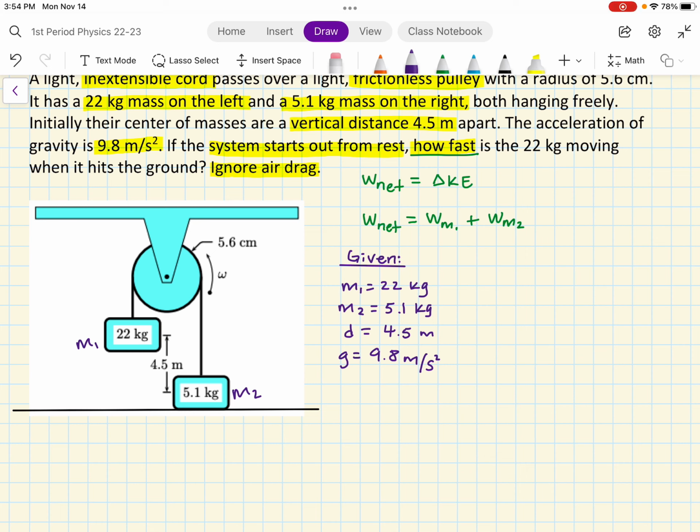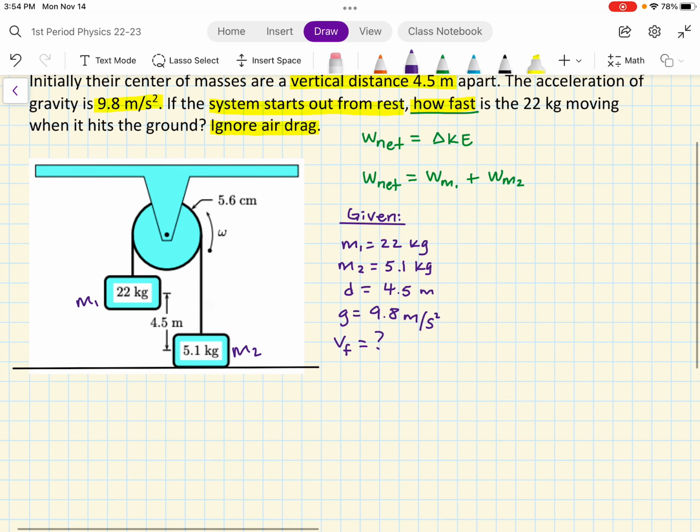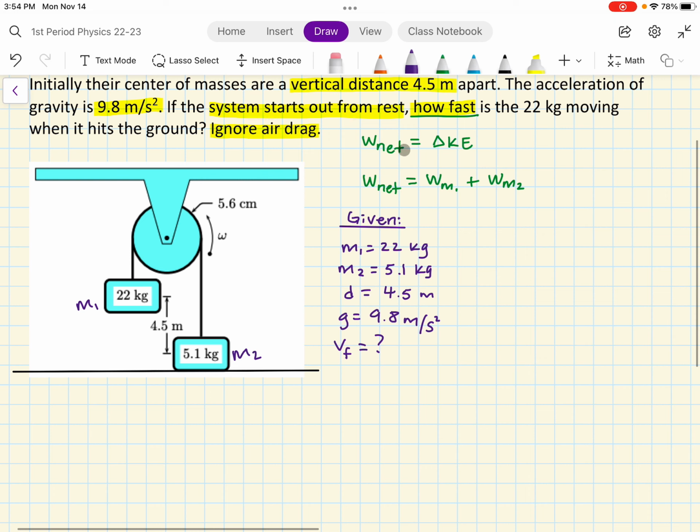And we have to find the final velocity of the system. Don't forget that the final velocity of mass 1 is going to be the same as the final velocity of mass 2, because they're connected by the cord, and the system moves because of mass 1. This one moves down, this one moves up. That's the explicit given. Implicit, well, we know that the system starts out from rest. That means the initial velocity is 0 meters per second.